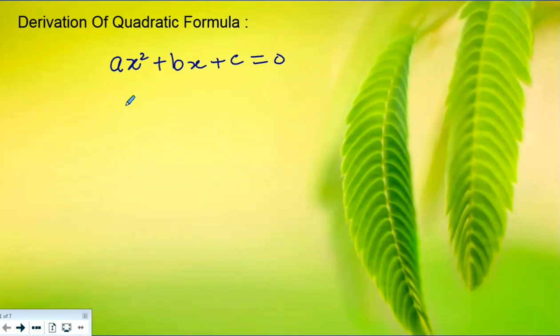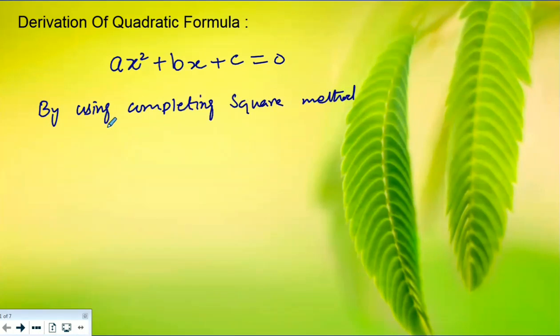Now we derive the quadratic formula by using the completing square method. We use the completing square method to derive this formula.